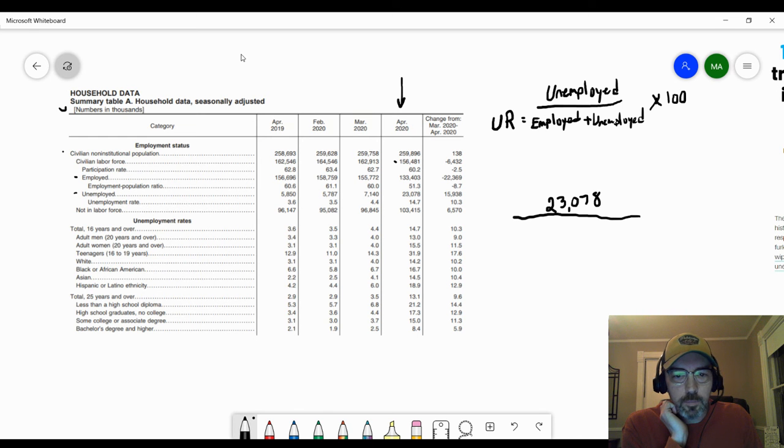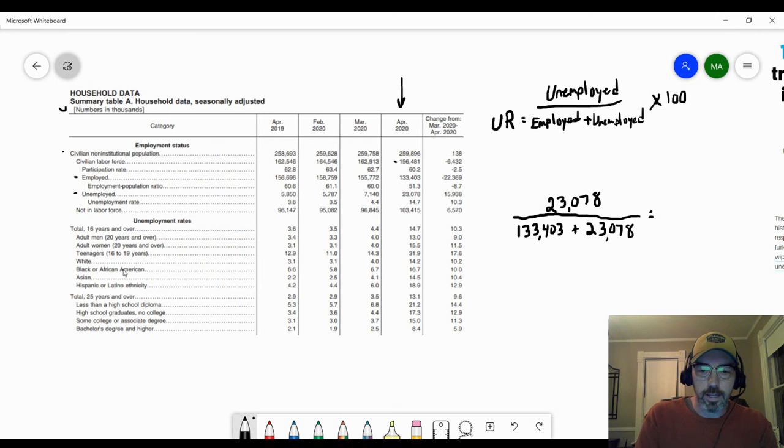And we want to divide it by the number of people who are employed. Where do we find that? Employed, 133,403, plus the unemployed again, 23,078. Okay, and we're going to divide that out.